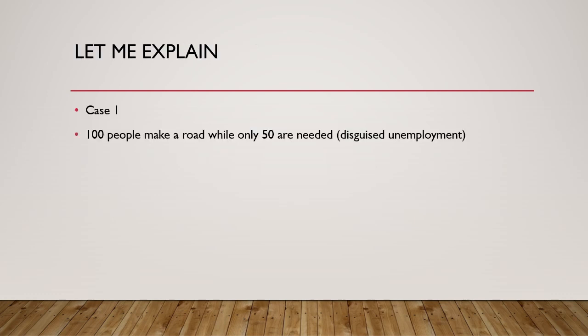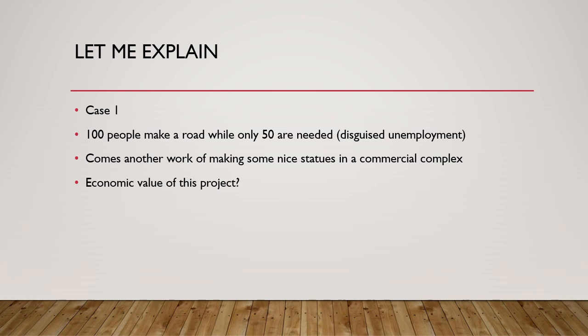So let me explain. In this case one, let's say there are 100 people making a road, while only 50 are needed. This disguised unemployment is what we call it. There's a commercial building nearby, and the contractor of that building is working to install some statues. Now, to be fair, that work the contractor is doing may be aesthetically pleasing. However, it has very low economic value.